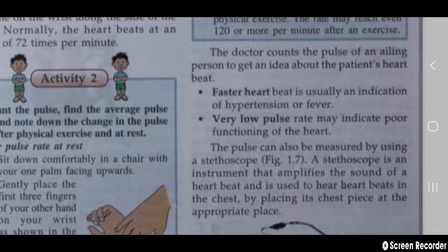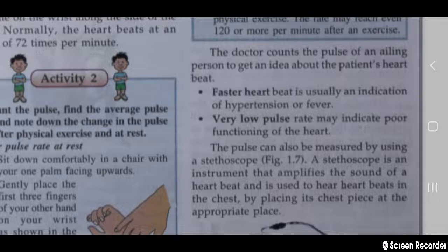If the pulse rate is very low, it indicates poor function of the heart. The heart should beat 72 times in a minute, but it is not beating 72 times because the pulse feels very low, the pressure is low, so there is a problem or issue in the heart.